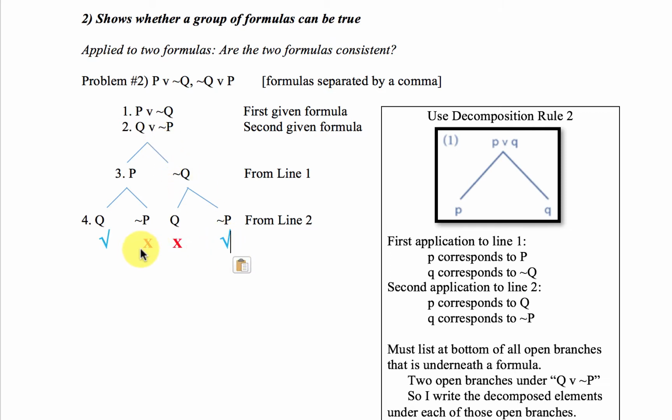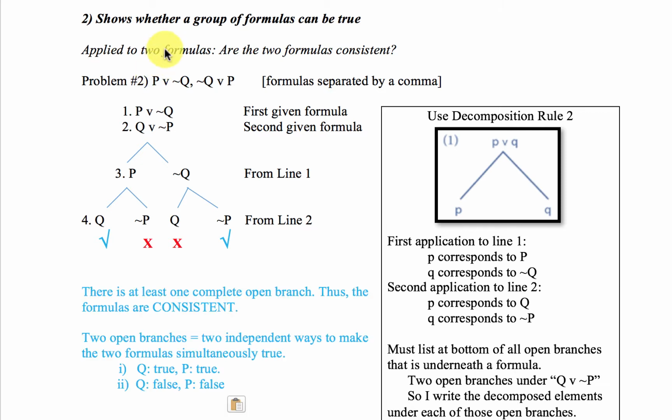So the final result, we see that in this truth tree, we end up with 2 open branches after we've broken down both of our compound formulas, and 2 closed branches. Now all we need is 1 complete open branch, and that's enough to conclude that the formulas are consistent. So these 2 formulas can be true at the same time. This is precisely what the truth tree is showing.